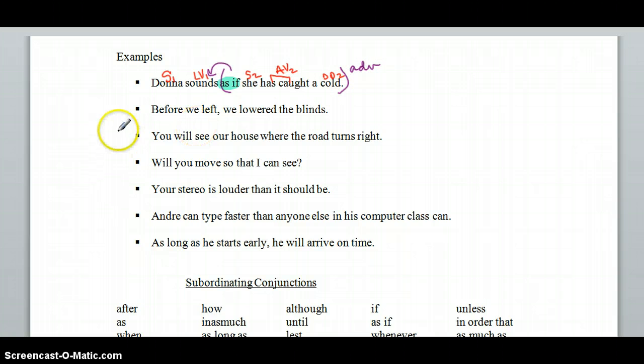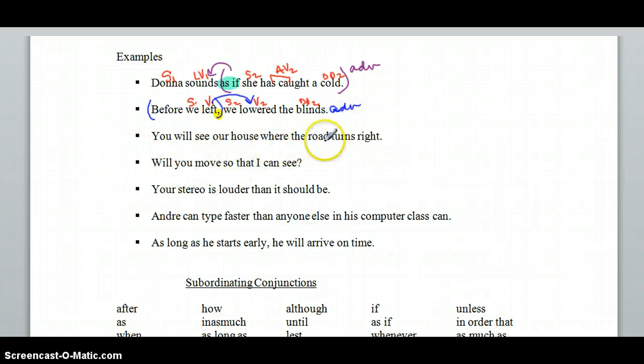Adverb. Before we left, we lowered the blinds. Again, this comma interests me because just like adjectives, adverb clauses can be removed. So we, subject, left. We, subject, lowered. What did we lower? The blinds, action verb, direct object. But before we left can't stand by itself, and it tells me when we lowered the blinds. So that makes this an adverb.